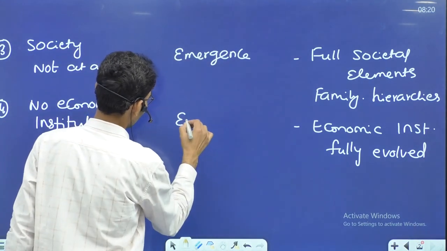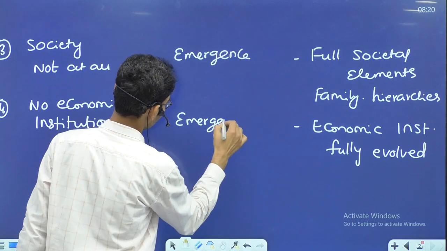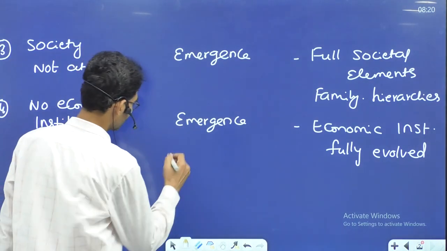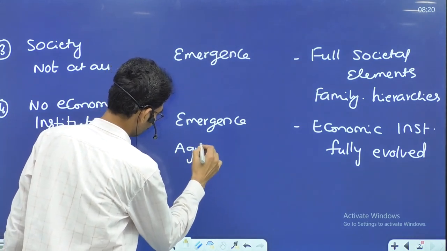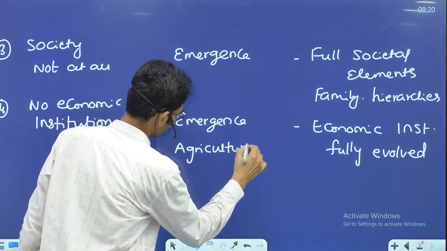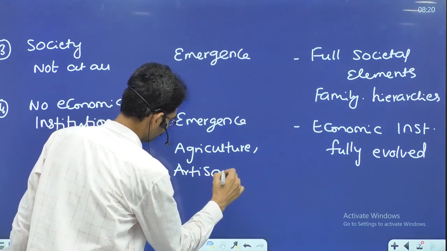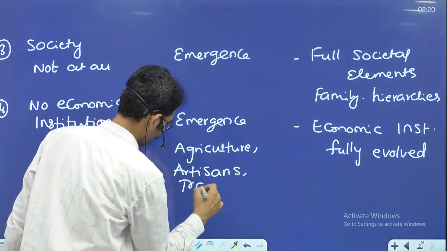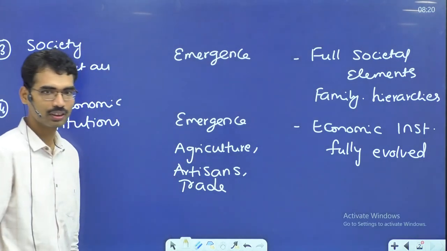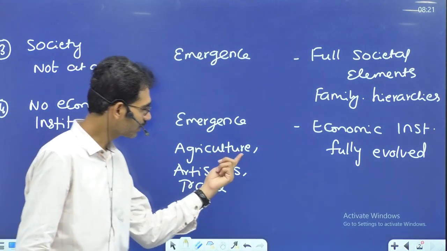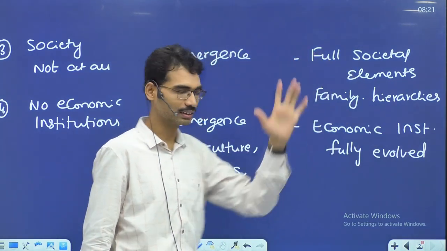And here, emergence. Economic institutions means like agriculture, artisans, trade. You will find these institutions just beginning, and they are going to become fully evolved in this time period.